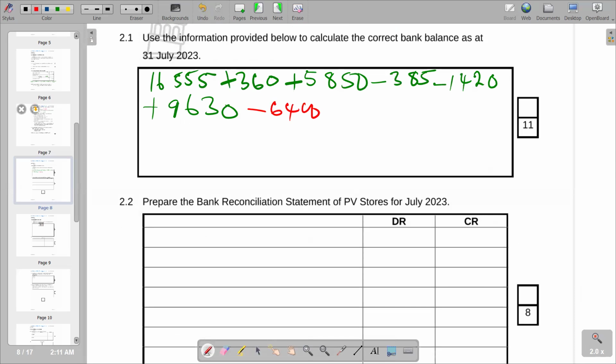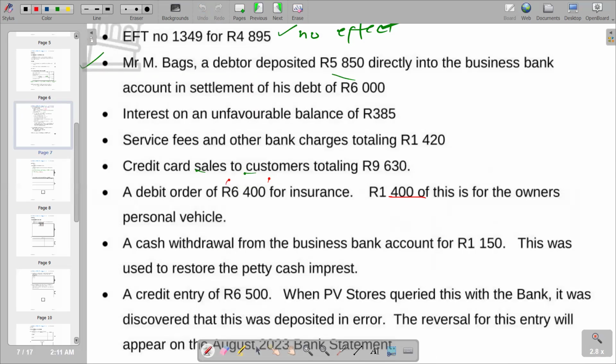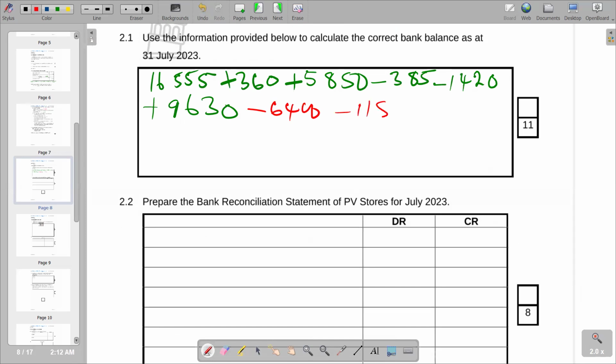Go to the next one. From there, now we go to a cash withdrawal from the business bank account of 1,150. This was used to restore the paid cash interest, but basically it's a withdrawal, so it's a negative 1,150. Then we'll try to see on the next one.